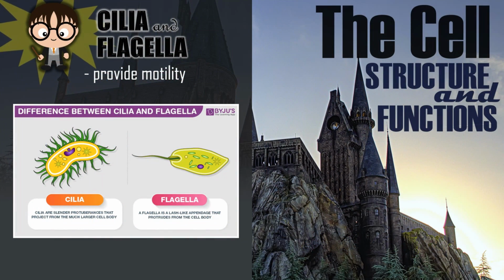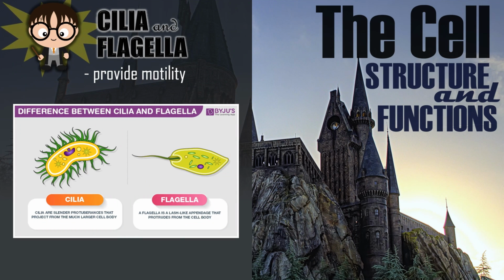For this week, we will have our last structure. We have the cilia and flagella. The main function of these two is to provide motility. Flagella and cilia are appendages responsible for the locomotion of the cell, or the movement of the cell. Their locomotive action is due to the specialized arrangement of microtubules.